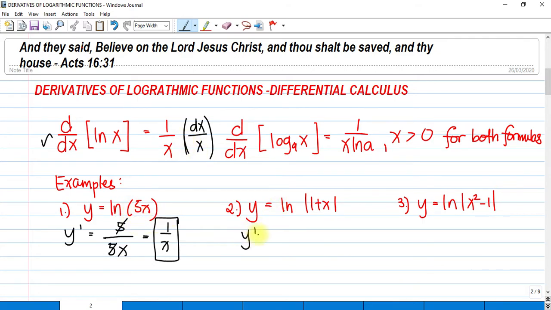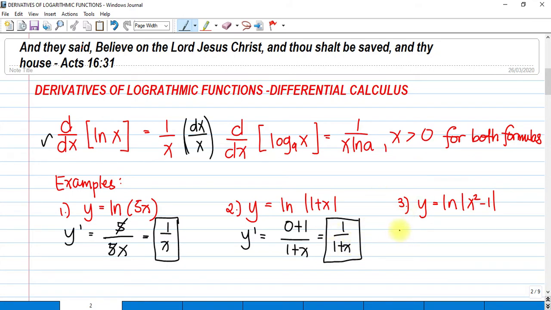Okay, and for number 2, what is the derivative of ln of the absolute value of 1 plus x? Again, we're going to get the derivative of this inside function of the ln. So 1 plus x would be 0 plus 1, because the derivative of a constant is 0 and the derivative of x with respect to x is 1. And that is over 1 plus x. And that is 1 over 1 plus x. So this should be our answer for our problem number 2. Again, the derivative of the inside function over its original function.